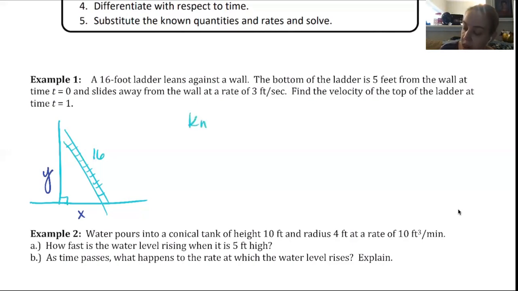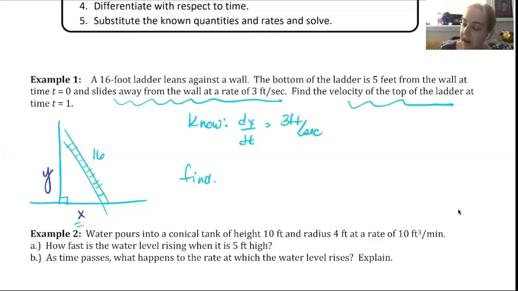We know the bottom slides away at 3 feet per second. So because that's the x variable, dx/dt is 3 feet per second. We want to find the velocity at the top of the ladder. That's dy/dt. Now, when do we want to find that?